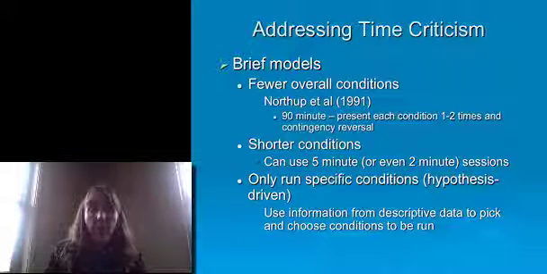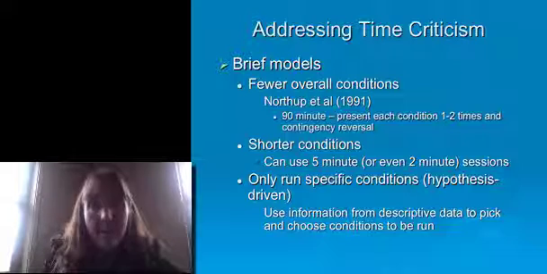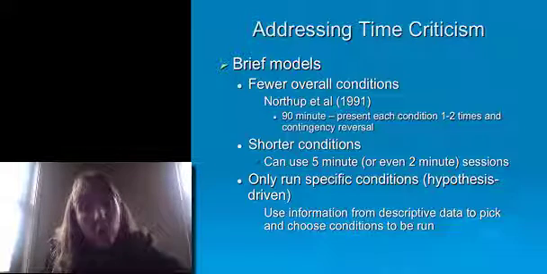Brief models have come up, and I think I mentioned some of this. Some are using 5-minute or even 2-minute sessions. And some only do hypothesis-driven ones. Like, we're only interested in escape and attention. We know those are this kid's issues from all the previous levels of analysis. We don't necessarily have to run all the other conditions. We could run just those two.